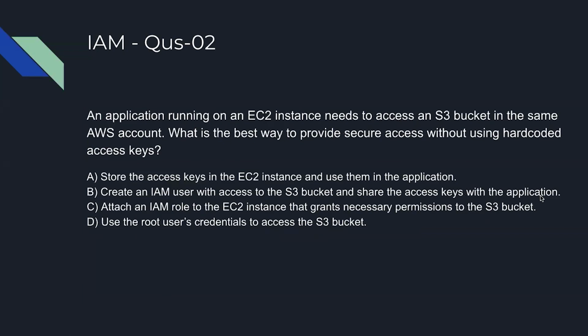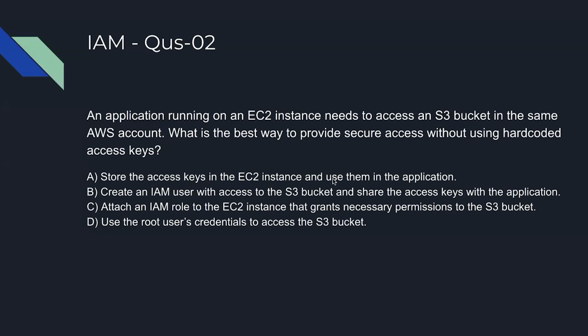So the second AWS IAM certification example question. An application running on an EC2 instance needs to access an S3 bucket in the same AWS account. We have an AWS account, an application running on an EC2 virtual server, and an S3 bucket available. What is the best way to provide secure access without using hard-coded access? I told you, when one AWS service needs to access another AWS service, EC2 is one AWS service and S3 is another. We cannot create a user access key for that. We need to go and create a role only. But let's see the options.